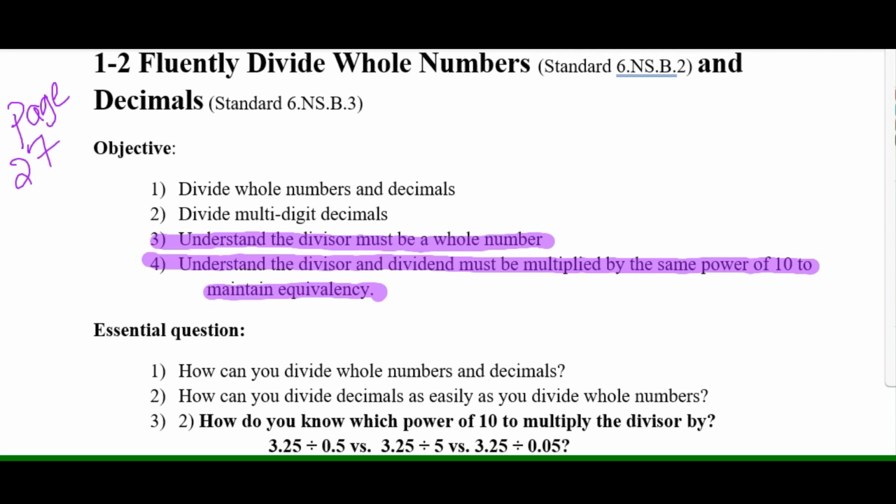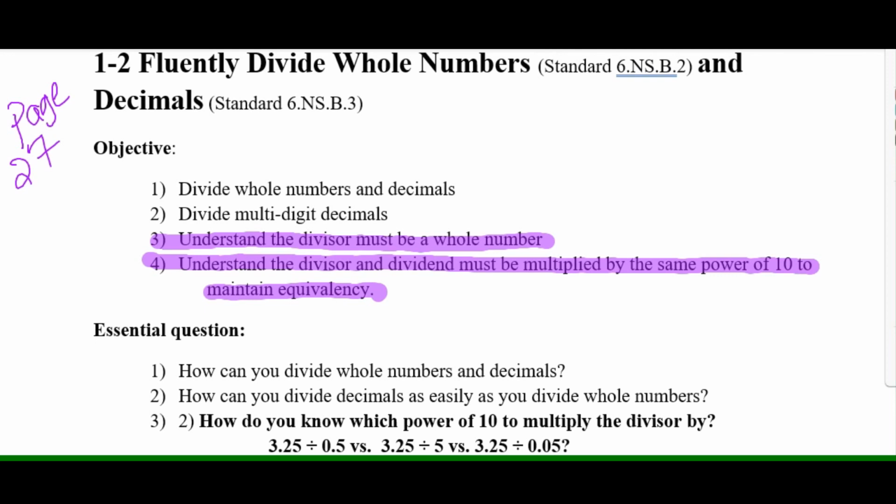And then we have 3 essential questions. How do you divide whole numbers and decimals? How can you divide decimals as easily as you divide whole numbers? And the last one, how do you know which power of 10 to multiply the divisor by?